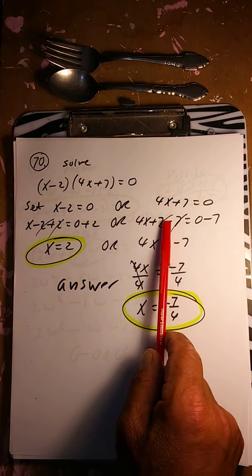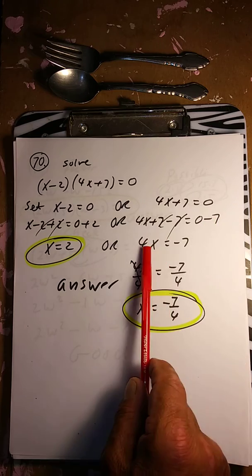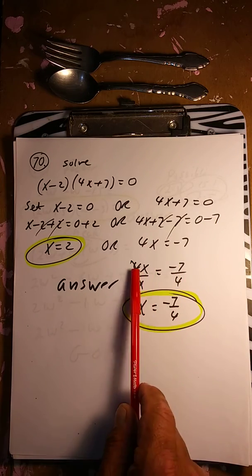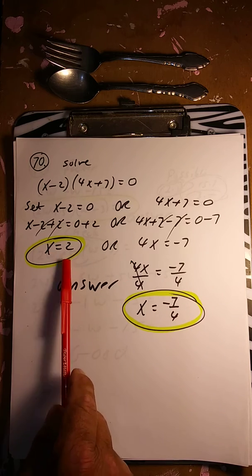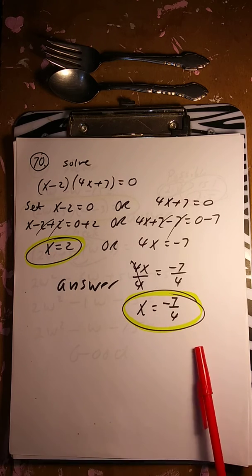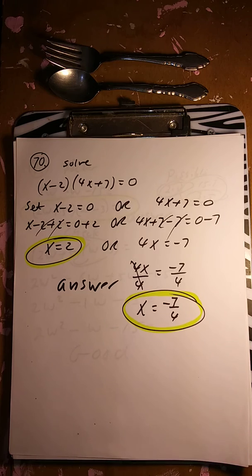Or over here, minus 7 plus 7, minus 7 goes away. So 4x equals negative 7, divided by 4. These cancel. So we have x equals negative 7 over 4. So x equals 2, or x equals negative 7 over 4. Yeah, negative 7 over 4. That's it.